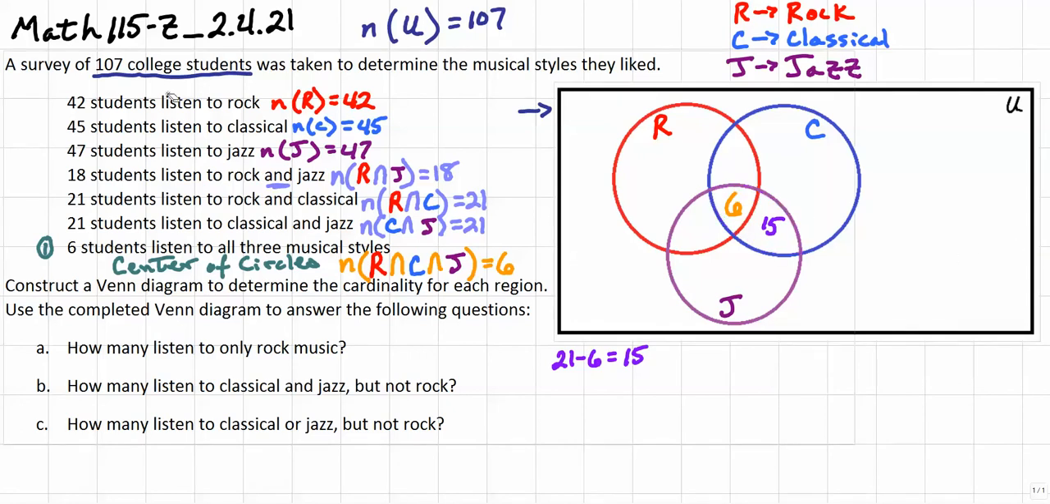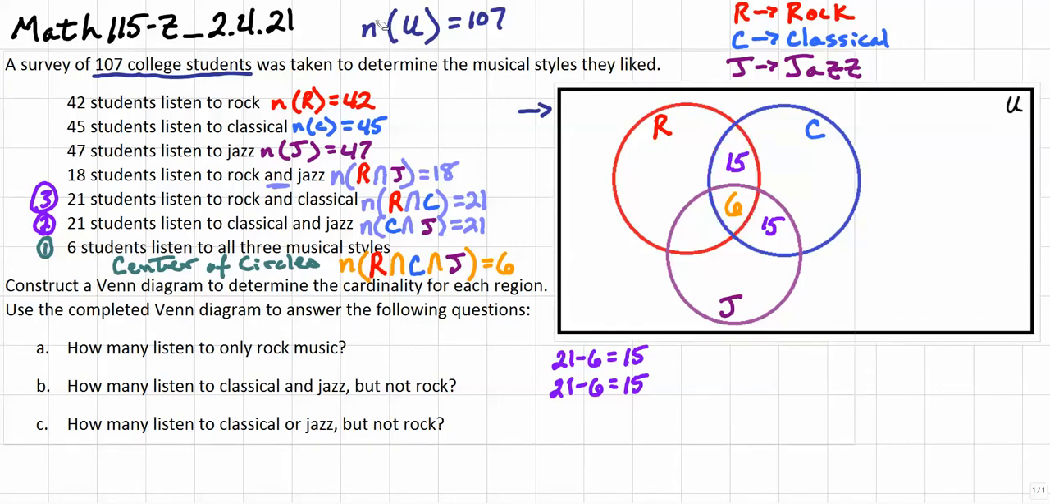We'll move up to the next one. Remember, this was our second step. Our third step will be to deal with 21 students listen to rock and classical, which is going to be this region right here. This is the intersection between rock and classical. Notice once again that I already have 6 students accounted for, so I will subtract 6 from 21 and get 15, and I will place 15 in this region.